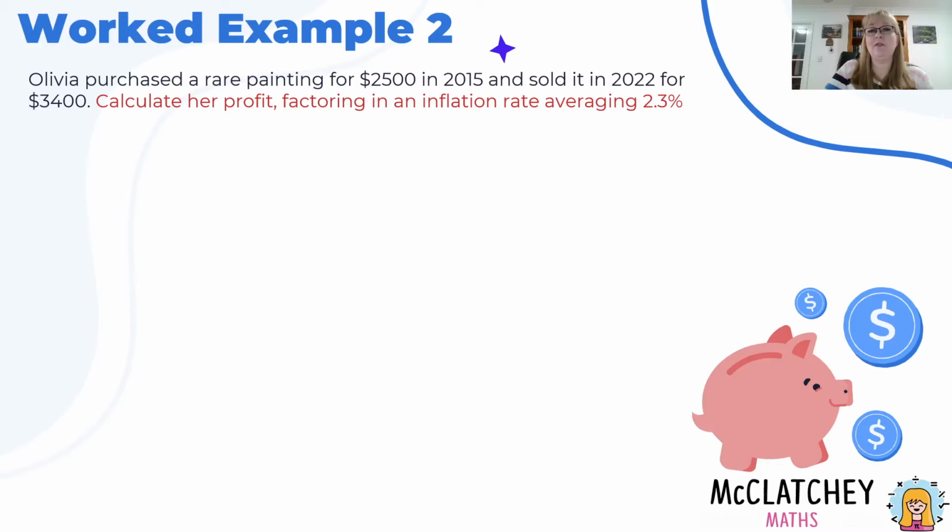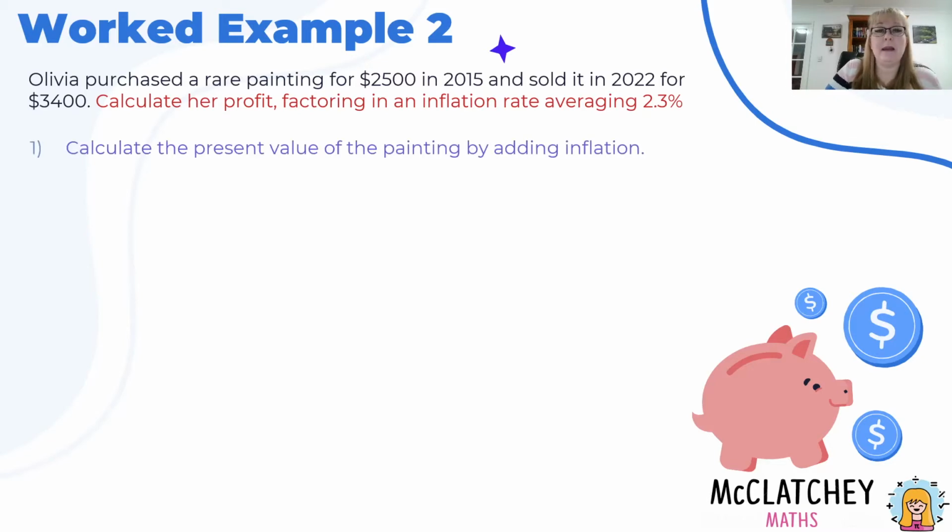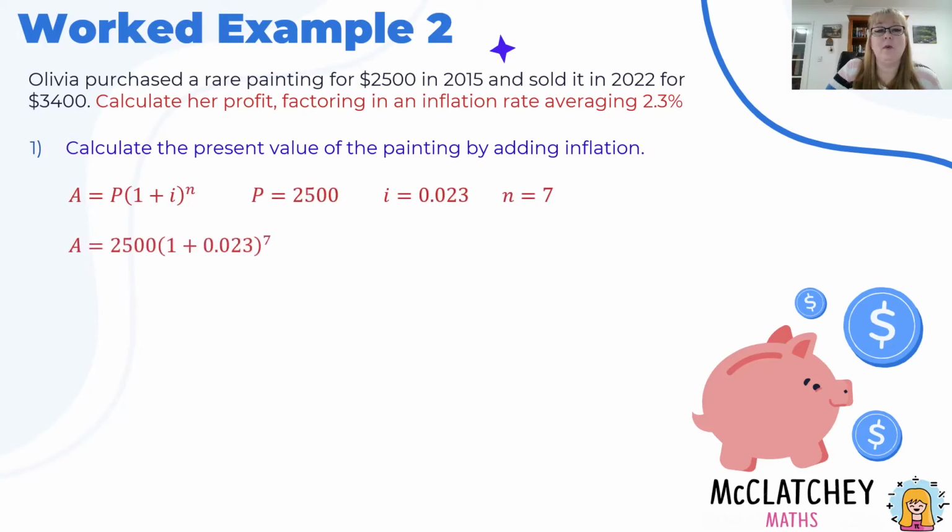What that means is that her buying power is less than what it was 7 years ago. So we need to, first of all, work out what that $2,500 is in today's money terms. So we're going to calculate the present value today of that painting by adding inflation. So once again, we're going to write the formula and state our variables. We're going to substitute into the formula, and then we're going to work out that the value of the painting today is $29,300 in today's dollars, okay? Because today's dollars are not the same as 7 years ago's dollars.